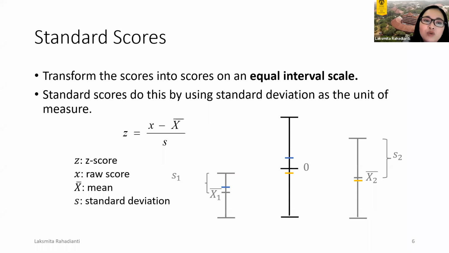In this case, we use the standard deviation as a unit of measure. So what you are saying when you say 0.5 is your z-score, you're practically saying that this score falls 0.5 standard deviations to the right of the mean. If you have a negative, that means it will fall to the left of the mean and so forth.